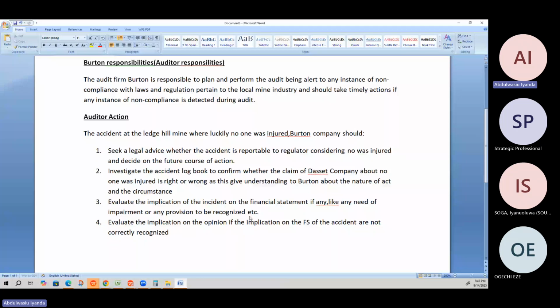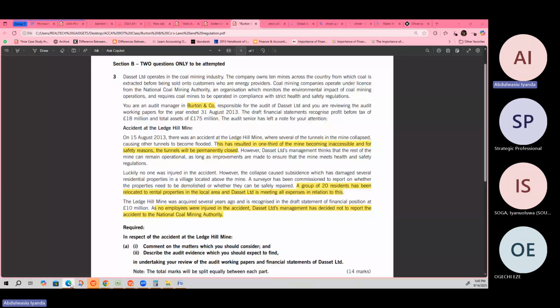And the manager. Any other thing? I think we can always go back to this. This is from the article, and this is what the examiner is expecting from you. Some of the things that you can say. Please don't forget, this is from the article.